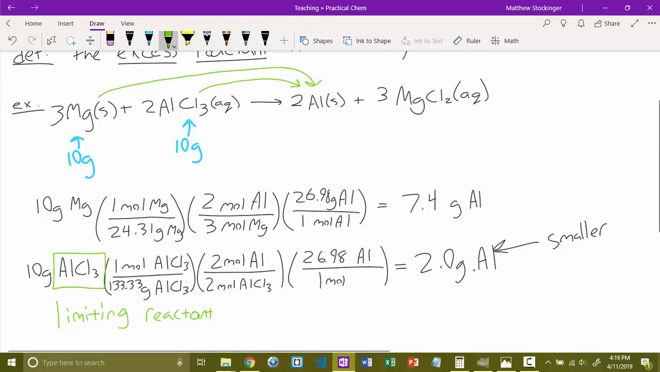And that's pretty much it. The questions on the test are just going to ask you which reactant is limiting, and you just have to do these 2 calculations, and that's all there is to it.